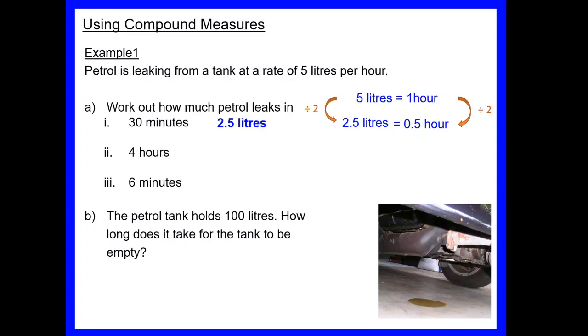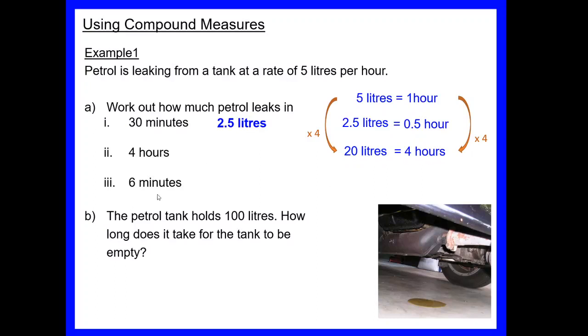Now we're going to have a look at how much leaks in 4 hours. This time, again under the hours side, I've put 4 hours. To get from 1 to 4, 4 is bigger than 1, so we're going to multiply. We need to multiply by 4. Whatever we do to one side, we do to the other. So 5 times 4 is 20 litres.